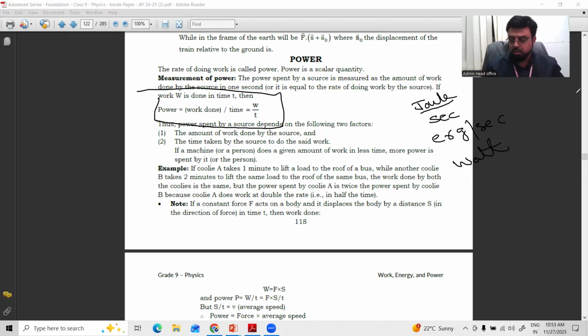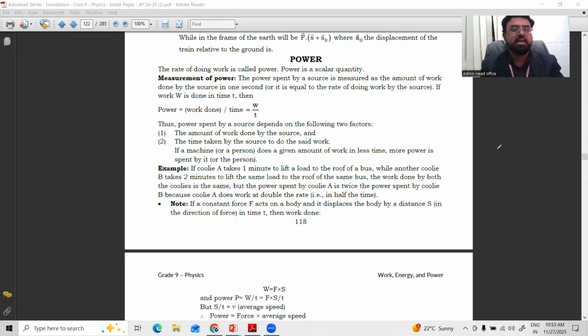Clear? So power is nothing but the rate of work done, or the work done in unit time. How much work you have done in a given time is called power. That is, the rate of doing work is called power. Power is also a scalar quantity because it doesn't have any direction. It can act in any direction. So the power spent by a source is measured as the amount of work done by the source in 1 second. Thus, power spent by a source depends on the following 2 factors: the amount of work done and the time taken by the source to do the work. Based on these 2, we can calculate.